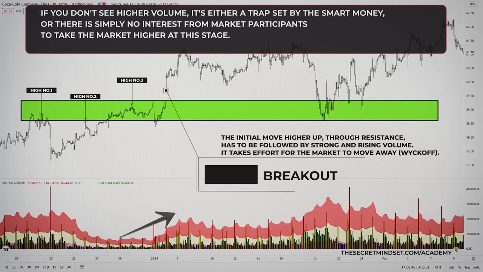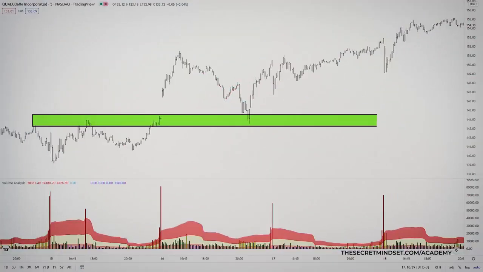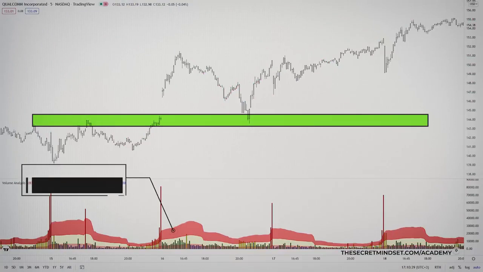If you don't see this, then you know it's either a trap set by the smart money, or there is simply no interest from market participants to take the market higher at this stage. If it's a valid move, then the volumes on the initial break will be well above average and rising.